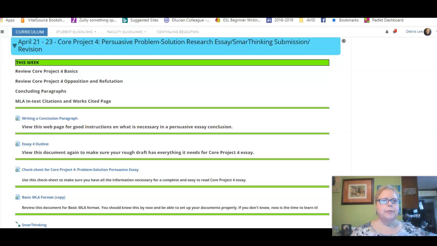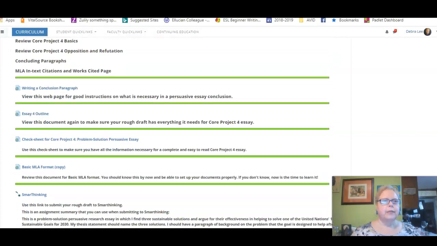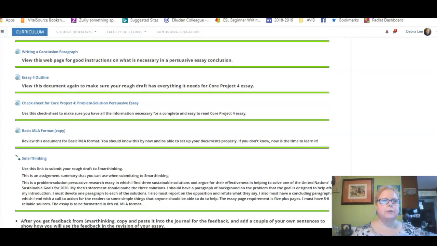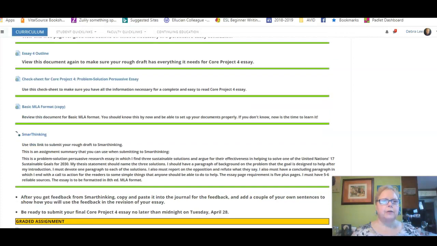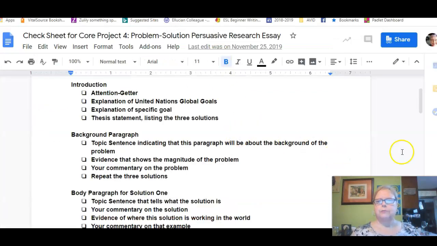So there's not much more to cover that I haven't already covered, except I did want to talk about an extra document that I put on the Moodle page this week. This right here that says check sheet for Core Project 4 Problem Solution Persuasive Essay. You can look at your rough draft and make sure that you have everything that is mentioned here and just sort of use it as a check sheet.